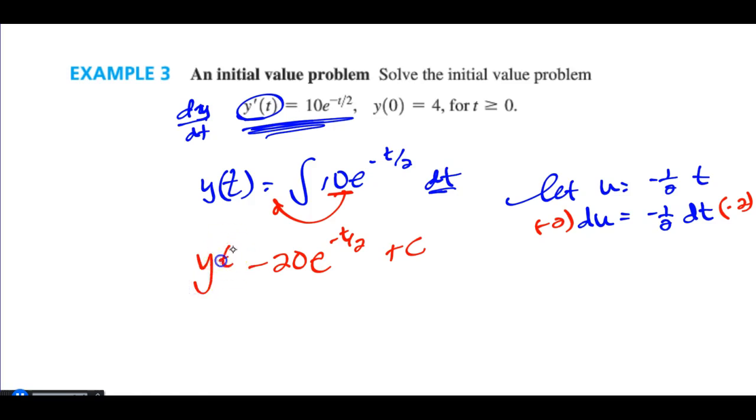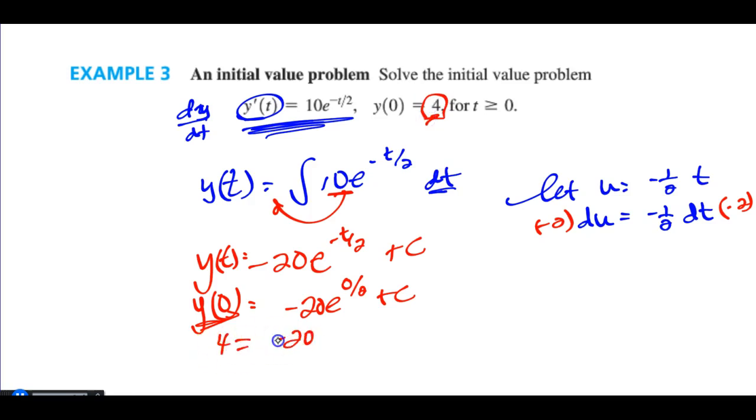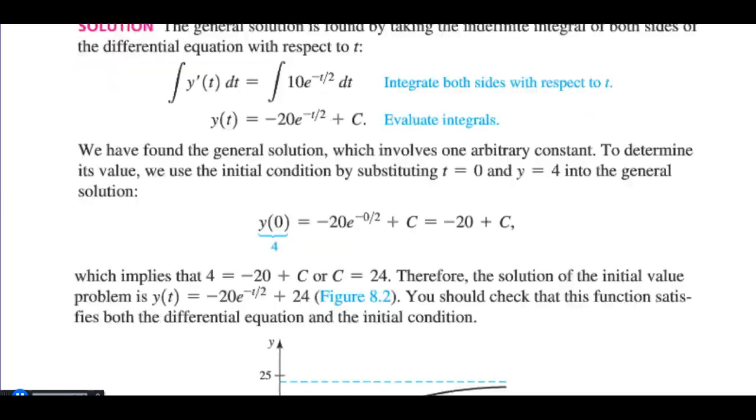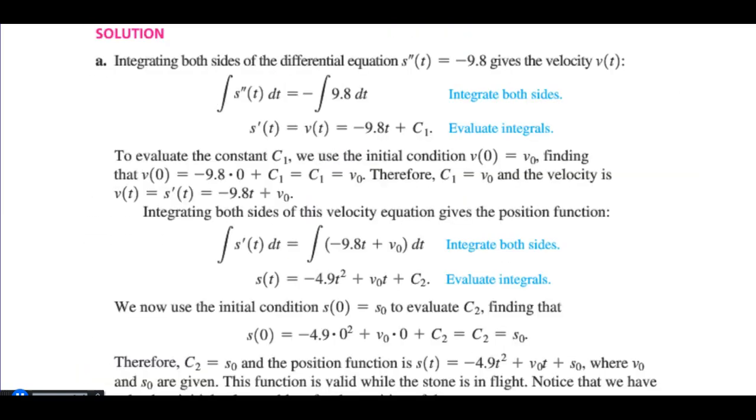plus c. And then you could evaluate that at 0 and end up with negative 20 e to the 0 divided by 2 plus c, and then solve for y sub 0. It says it is 4. E to the 0 is just 1, and of course then c is 24. And then you could write down the final answer. Y sub t is equal to negative 20 e to the negative t over 2 plus 24. So let me show you again, here are worked out solutions that the author worked out for this.